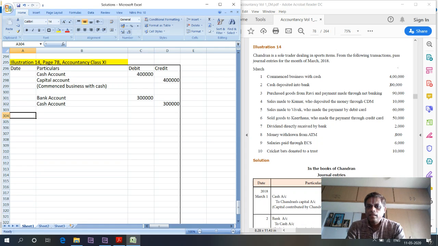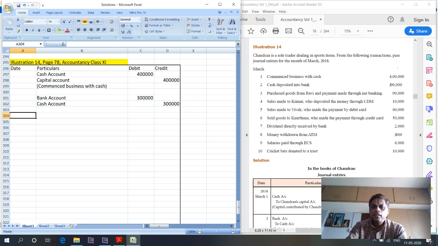And the third journal entry is on March 3rd, purchase goods from Ravi and payment made through net banking. The dates become more significant as you go further into the ledger accounts processing and also deeper into journal entries for interest calculations, etc. So obviously remember the dates of the transactions. The date of the transaction is very important when you do problems and solutions.